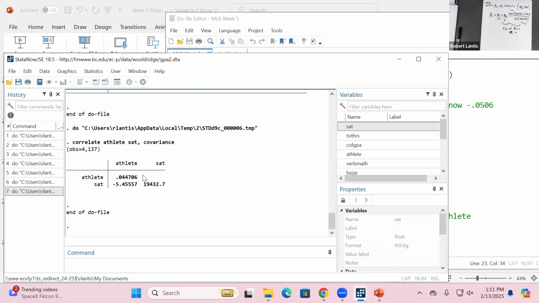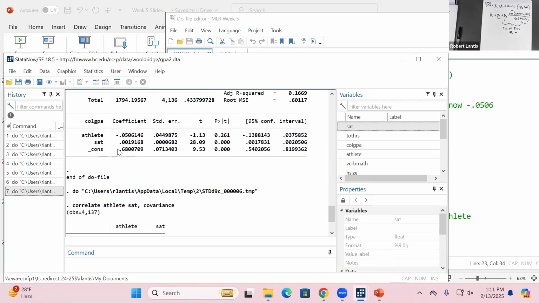So remember, we said the bias is going to be the effect of what the omitted variable would have been on y, times the covariance between the included and excluded variable, divided by the variance of the included variable. Right? So we now have the covariance of the included and excluded variable. We have the variance of the included variable. I can kind of cheat here because I also know if I had included SAT, what that coefficient would have been: 0.0019.